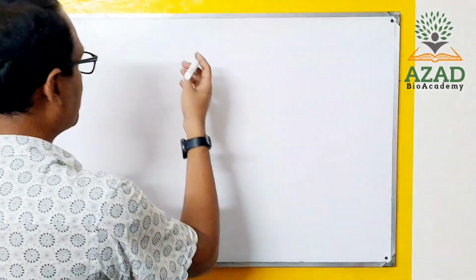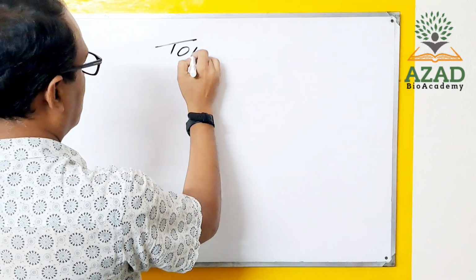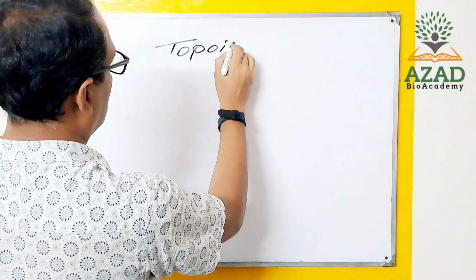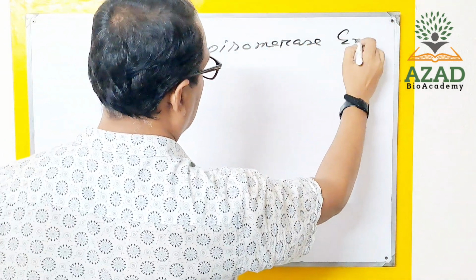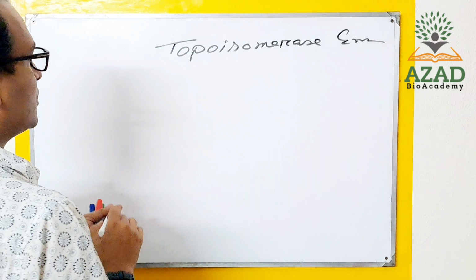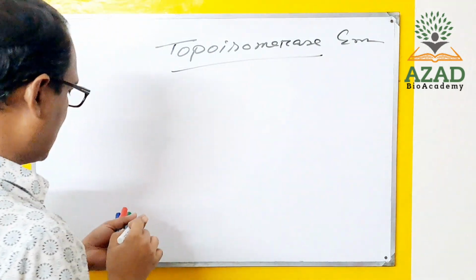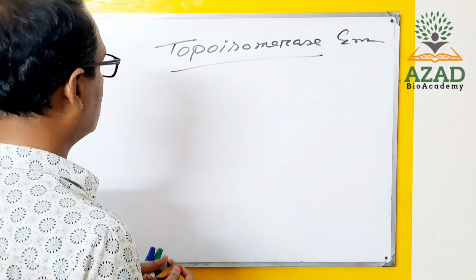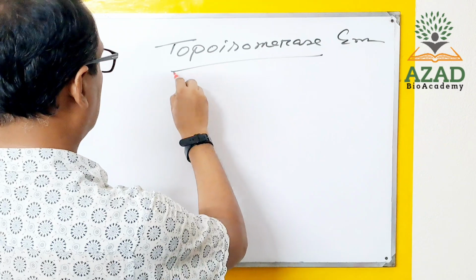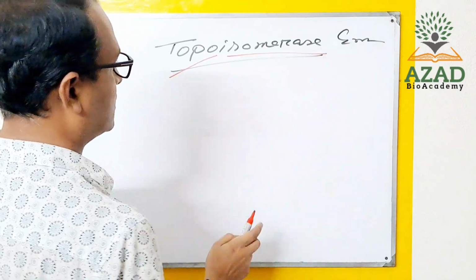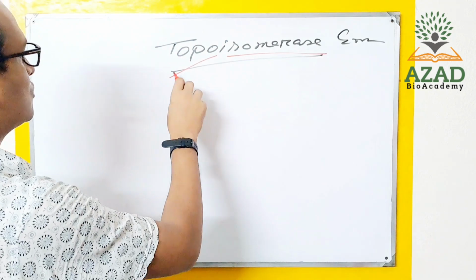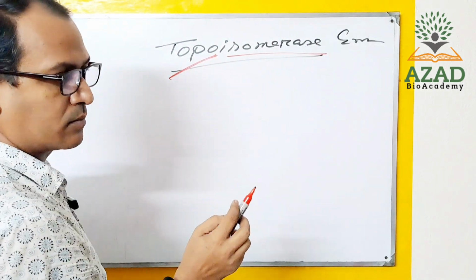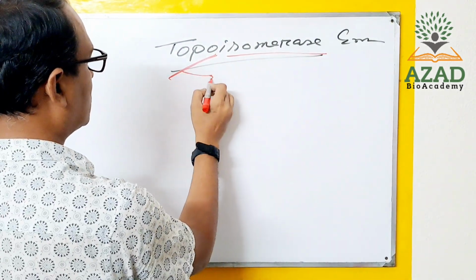Okay, so first of all, the terminology is topoisomerase enzyme. So topoisomerase, from the name, if you look closely, you will get two things. One is topo, another one is isomerase. Isomerase is a simple thing, that means isomerism, and now topo comes from topology. You know the topology.